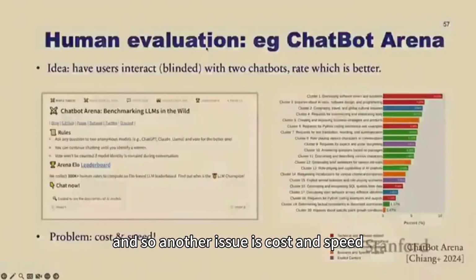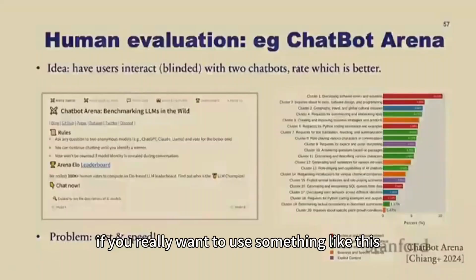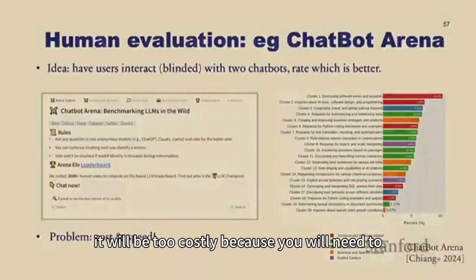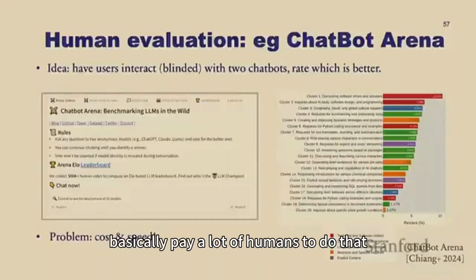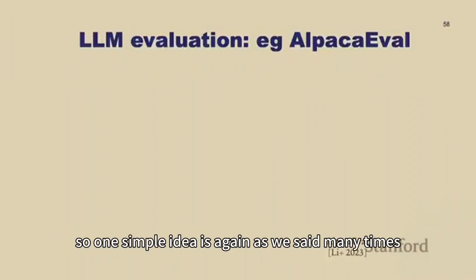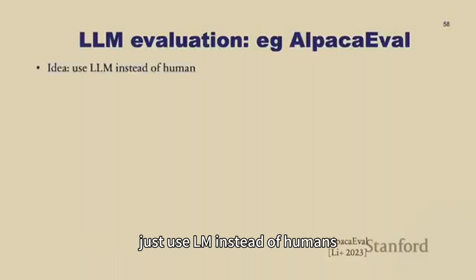So another issue is cost and speed. If you really want to use something like this for the development process, it will be too costly because you will need to basically pay a lot of humans to do that. So one simple idea is, again, as we said many times, just use LLMs instead of humans. You probably know the drill at this point.